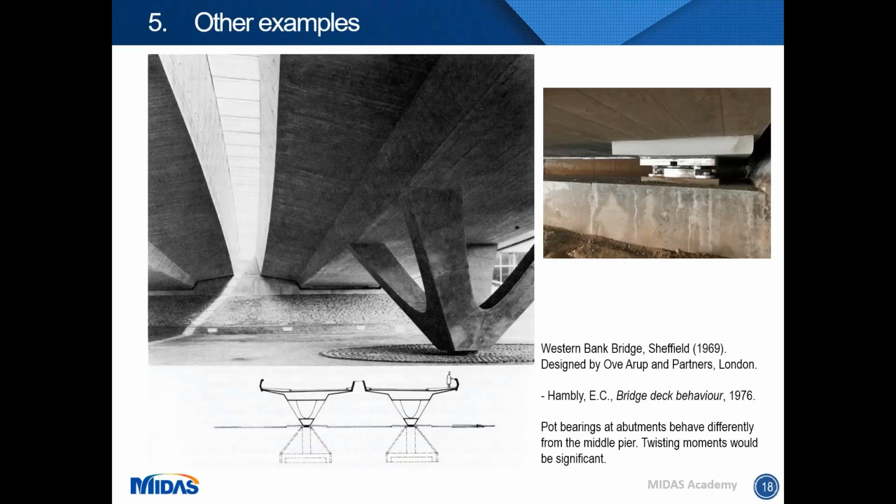And this is another example that I read from a book by Mr. Hambly. You can see that it has a unique pier, a 4-point supported pier with a hinge base, and the abutment has a series of pot bearings. The difference in the bridge supports between the abutment and the piers would mean that the deck will sustain twisting moments. The wind and thermal movement could be insignificant, but most of the time they will be significant. So we should account for it.